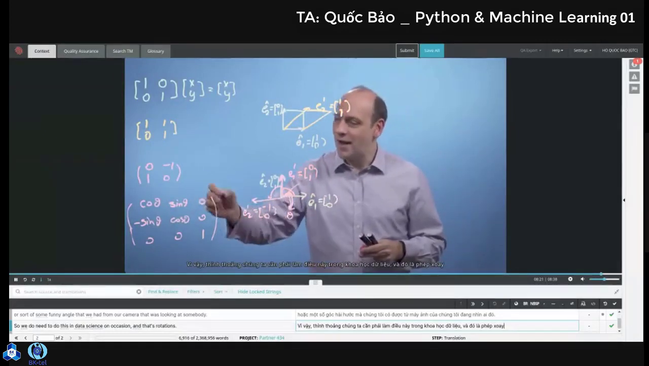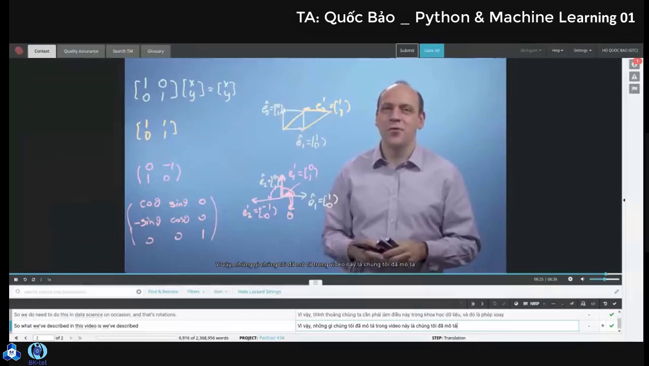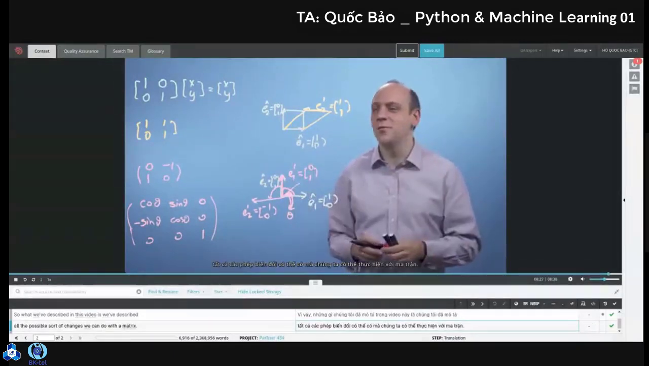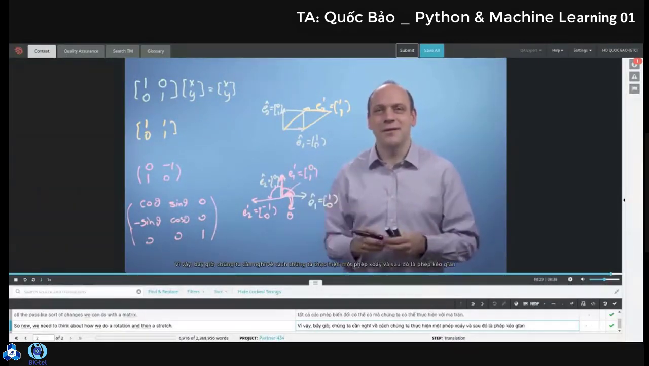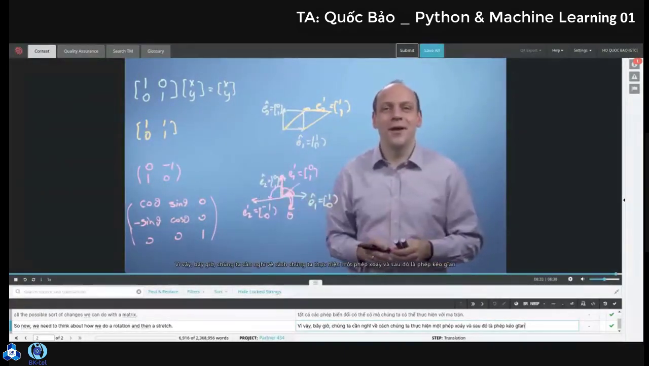And that's rotations. So what we've described in this video is we've described all the possible sort of changes we can do with a matrix. So now we need to think about how we do a rotation and then a stretch. And that's the next little part.